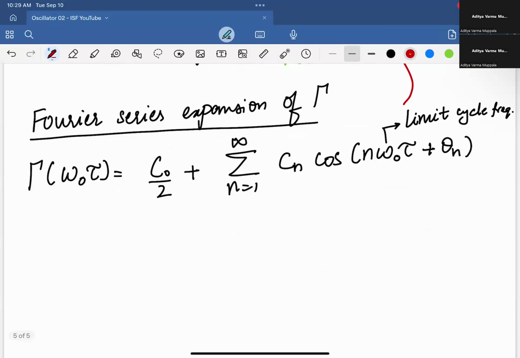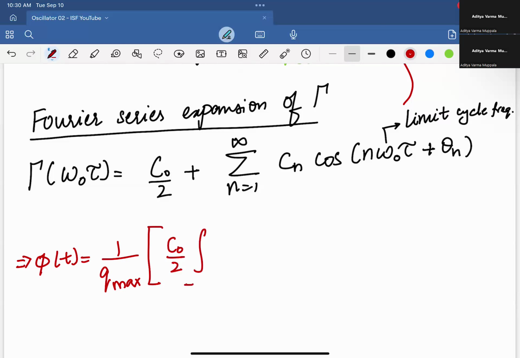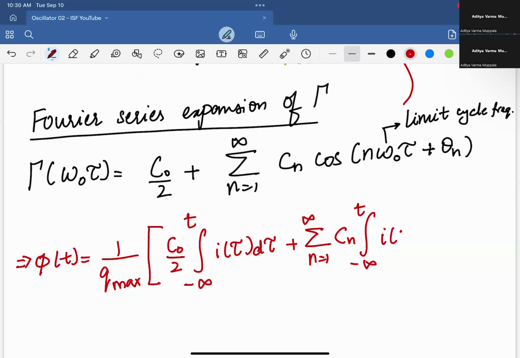What does that give us? So that gives us, implies phi of t is given by 1 over q max times c naught over 2 integral from minus infinity to t of I of tau d tau, plus summation n equal to 1 to infinity. So I pulled the summation sign out of the integral. Cn integral minus infinity to t I of tau cosine n omega naught tau d tau.